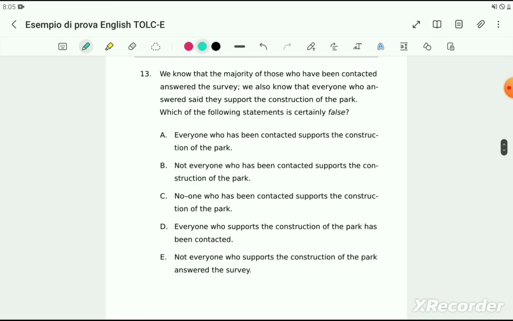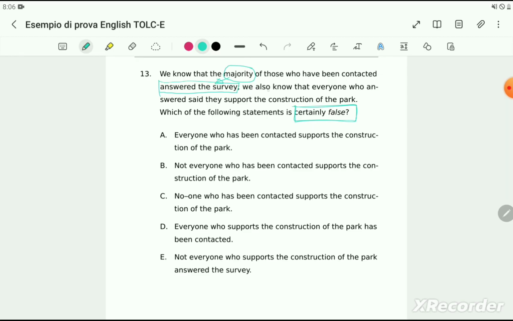Our last question is: we know that the majority of those who have been contacted answered the survey. We also know that everyone who answered said they support the construction of the park. Which of the following statements is certainly false? So remember, we have to find out the false answer in this case. The majority of those who have been contacted answered the survey. Majority of them answered the survey.